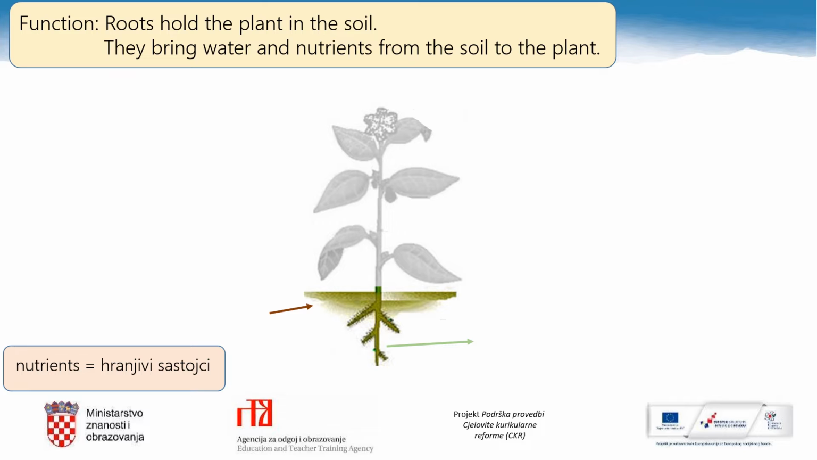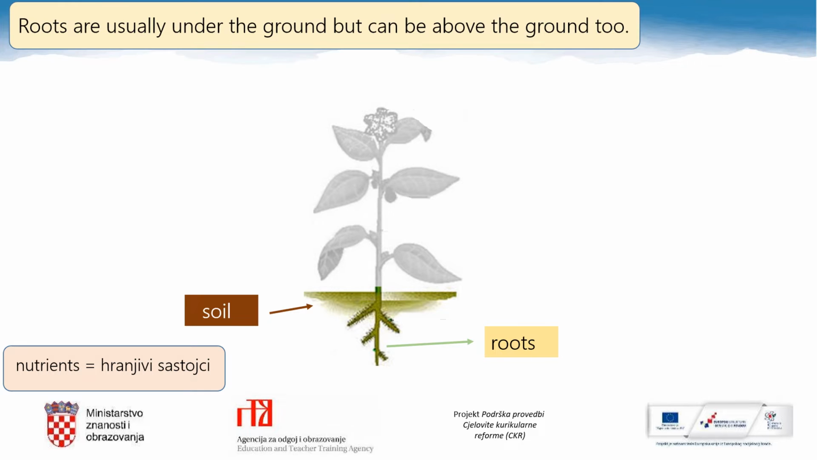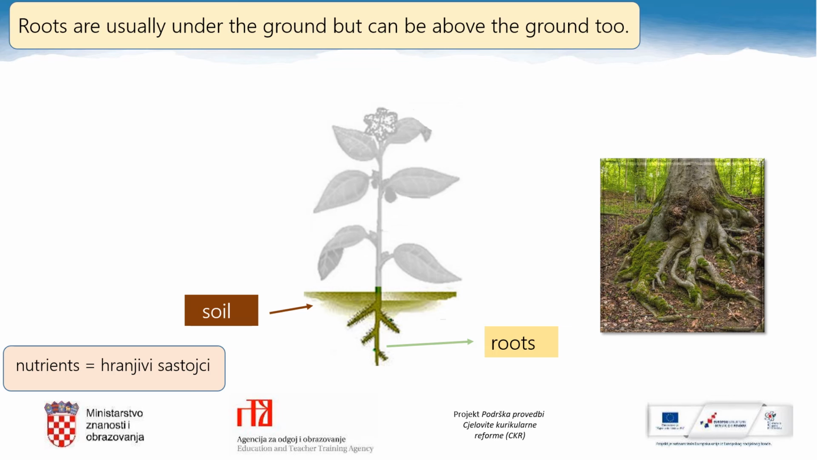The first plant part we are going to look at today are the roots. Roots have a special job. They hold the plant in the soil. The soil holds water and nutrients, and it is an ideal place for plants to grow. Then roots bring water and nutrients from the soil to the plant. You know that roots are usually under the ground, but they can be above the ground too. Have you ever seen a tree that looks like this?